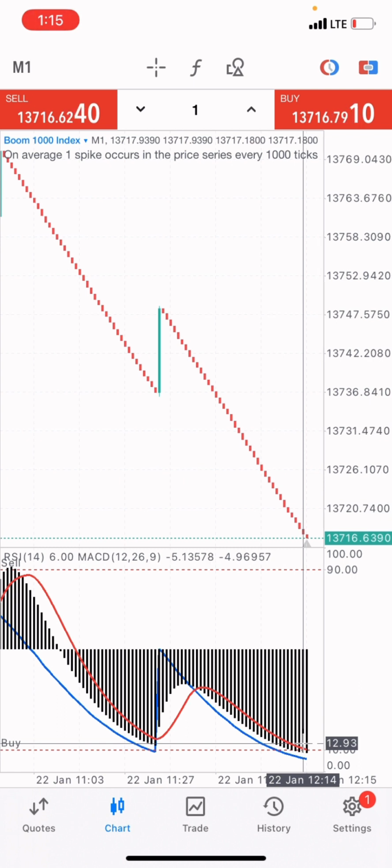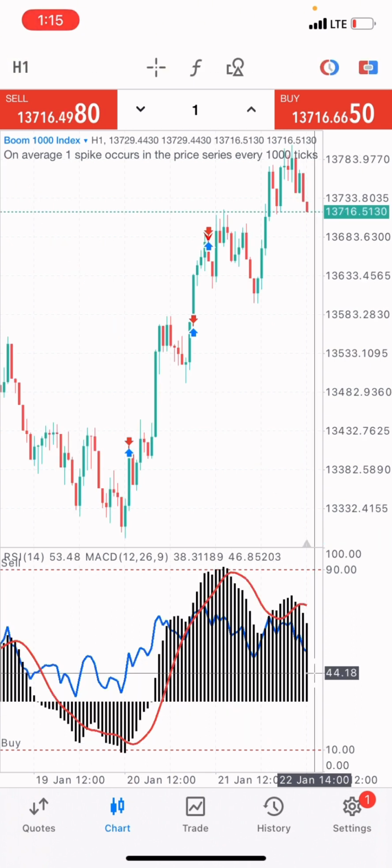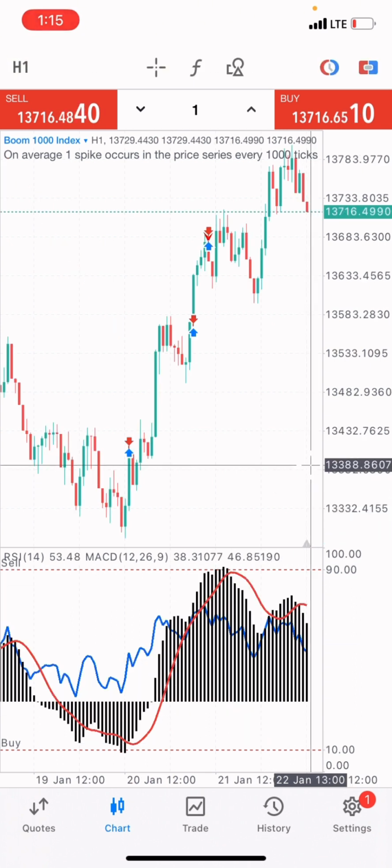All right, price is at the overbought level on the 1 hour time frame, but the spike will come, although it will take a little bit of time, like 10 candle ticks before the spike comes. So you need to wait a little bit before you can catch the spike accurately.